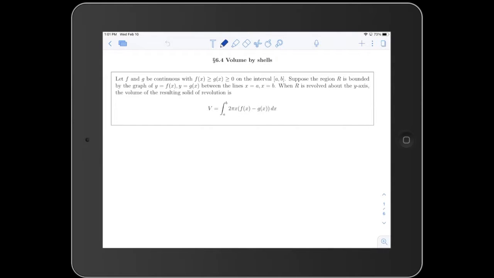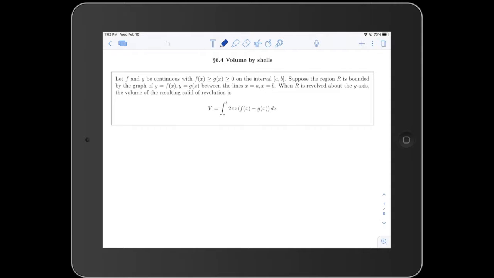Okay, so what are we doing today? We're going to talk about the last method for computing volumes, and this method is called volume by shells. And then one other section, which is 6.5, and that's going to be length of curves.